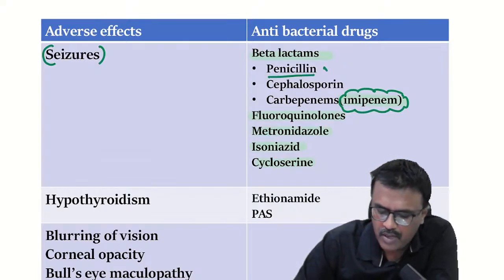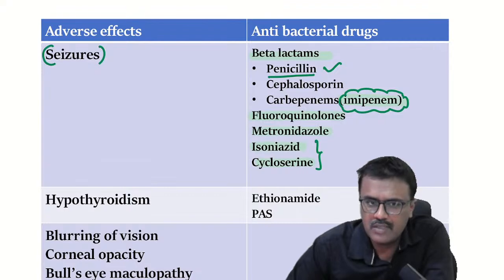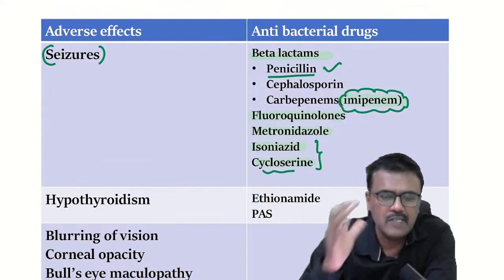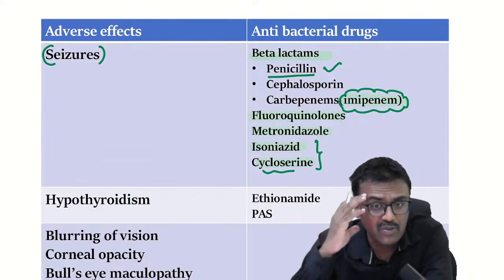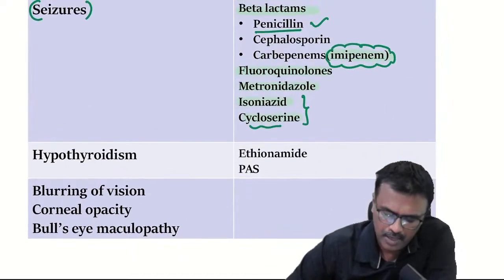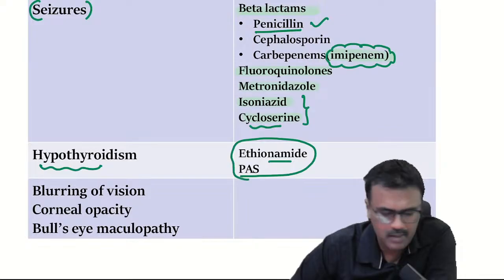Penicillin, particularly procaine penicillin, increase the risk of seizures. Isoniazid and cycloserine, they are anti-TB drugs known for seizures. Cycloserine is also called as psycho-serine because cycloserine causes psychosis, seizures. That's why. Now they have also tested hypothyroidism is caused by ethionamide and PAS. These are anti-TB drugs.